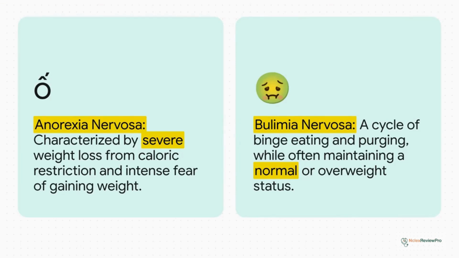Okay, if you remember one thing from this slide for your exams, let it be this: body weight is the key differentiator. Patients with anorexia nervosa are, by definition, dangerously underweight from severe food restriction. In contrast, people with bulimia nervosa go through cycles of binging and purging, but they are very often at a normal body weight, or sometimes even a little overweight.